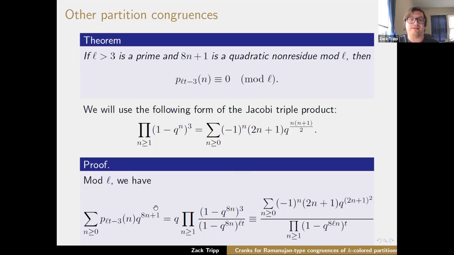So when we look over here, we were assuming 8n plus 1 was a non-residue, which means this has to be 0 mod L, just because we use this congruence. The reason I want to go through this is because this is how a lot of these proofs work. You split this in a clever way, so you have a product on top that you then turn into a sum using a product-to-sum formula, like the Jacobi triple product. And the denominator you want to be supported only on powers of q to the n being divisible by L.